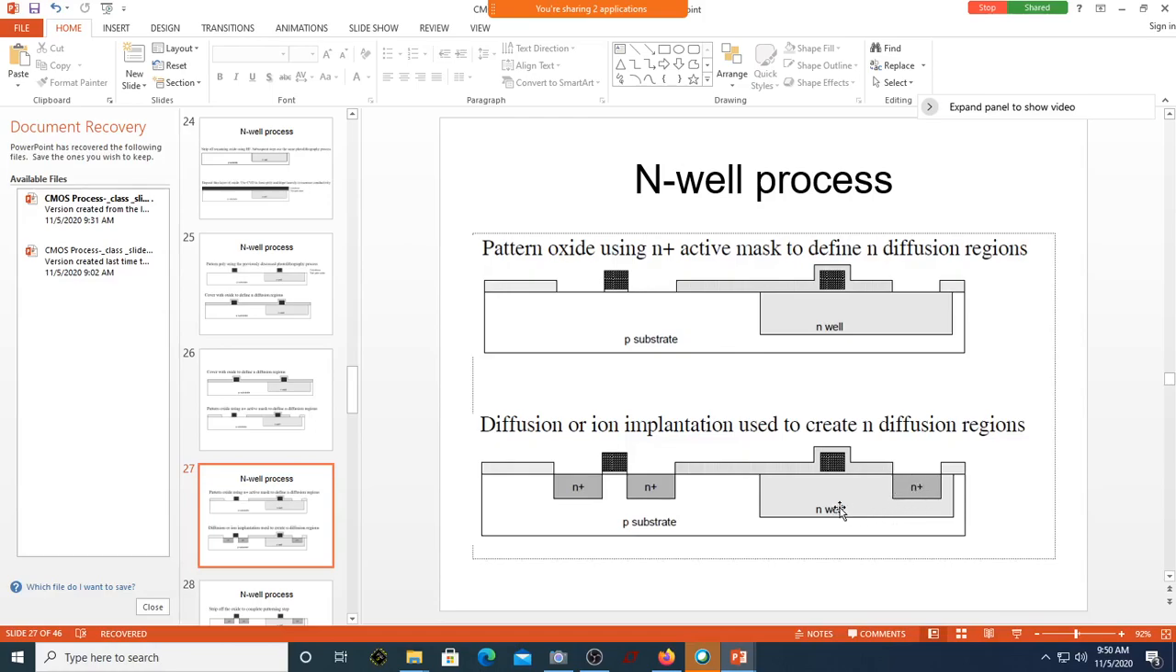Sir, in the N-well there are N minus electrons, no, and in N plus there are more electrons. Correct. There is a very slight band gap difference between N plus and N-well, rather than between N-well and the metal. Yes, sir. Correct. So no barrier happens.